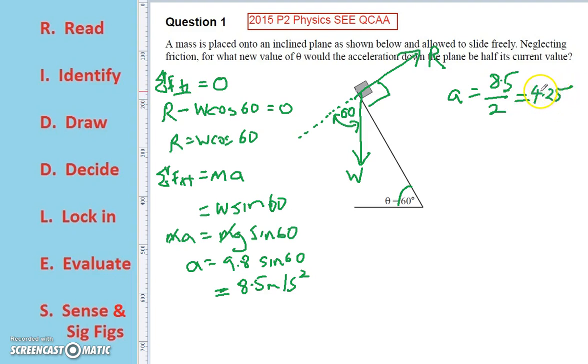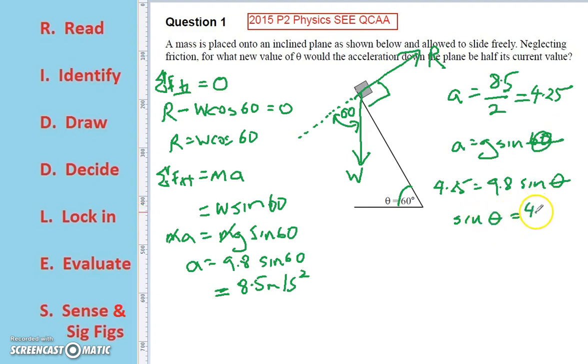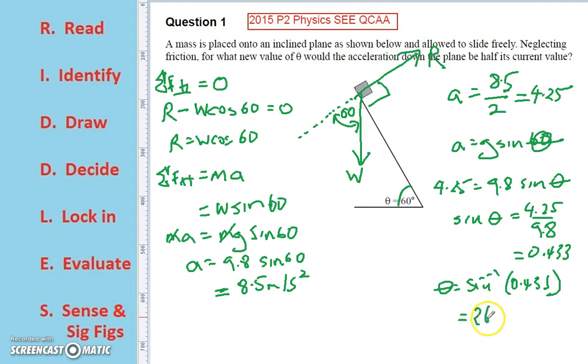So we can use the same equation here: a is equal to g sine theta. In this particular case we're looking for an angle where the acceleration is 4.25. g is 9.8 multiplied by sine theta, so dividing both sides by 9.8, sine theta is 4.25 divided by 9.8. So sine theta is equal to 0.433. Therefore theta is the inverse sine of 0.433. So therefore the angle is 26 degrees.